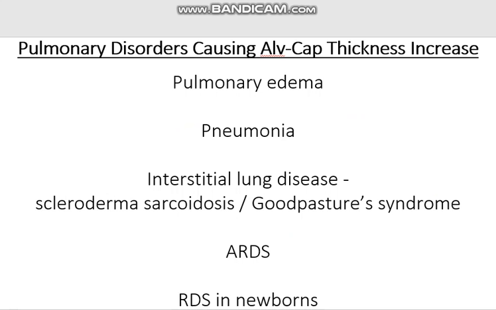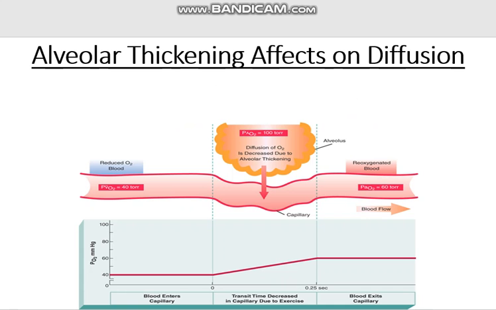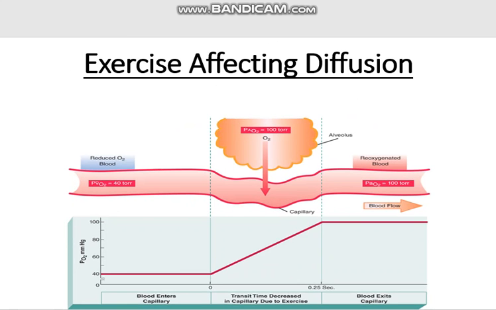Pulmonary disorders causing alveolar capillary thickness increase: pulmonary edema, pneumonia, interstitial lung disease such as scleroderma, sarcoidosis and Goodpasture's syndrome, ARDS, and RDS in newborns. Here is the alveolar thickening effects on diffusion. And here is how exercise is affecting diffusion.